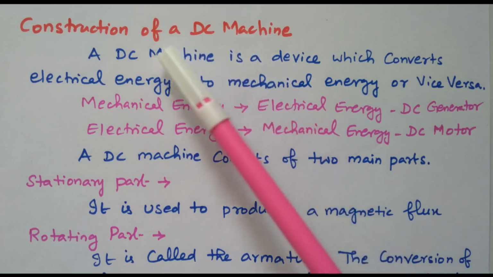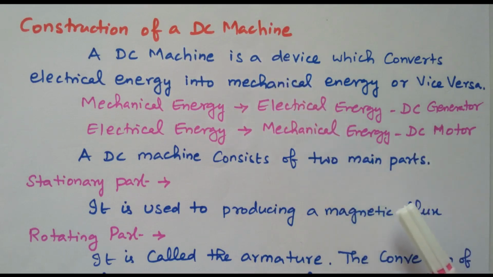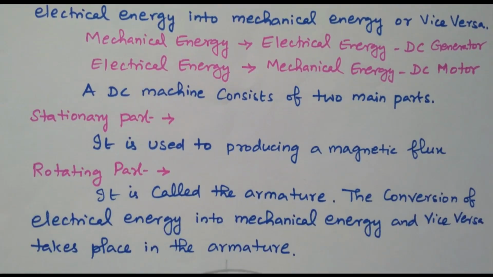So the construction will always deal with the DC machine, which can act as either generator or motor. The DC machine mainly has two main parts: the stationary part and the rotating part. The stationary part has coils, windings, that produce the magnetic flux. The rotating part is the armature. There also the coils are available.